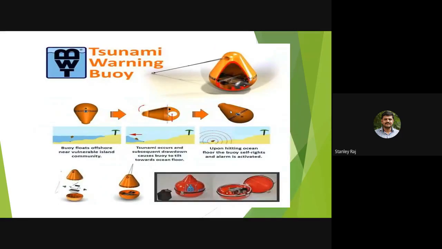So inside the tsunami warning buoy, what are all the things inside? Buoys float offshore near vulnerable coastal communities. When a tsunami occurs, the subsequent drawdown causes a buoy to tilt towards the ocean floor. Upon hitting the ocean floor, the buoy self-rights and the alarm is activated. Okay, so this kind of buoys are available.